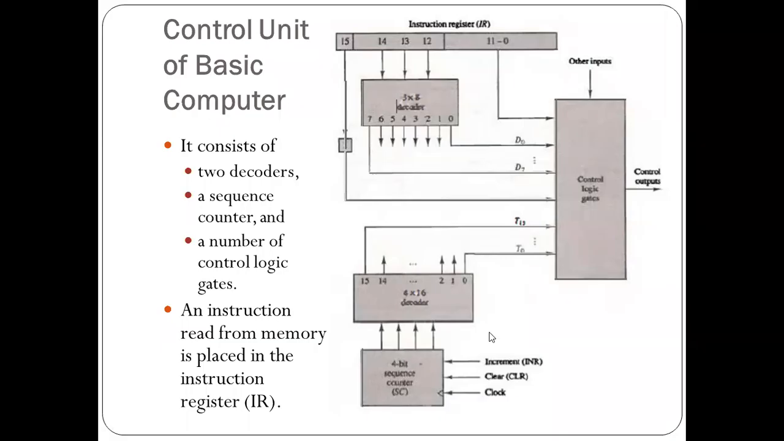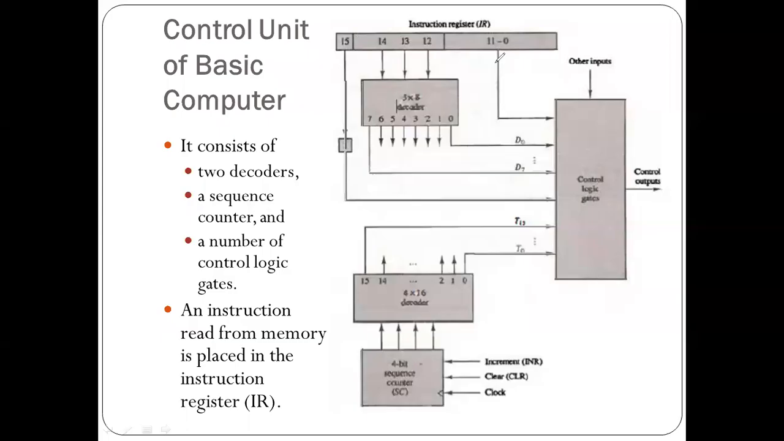And this control unit, if you observe in this figure, has a 3 to 8 decoder, one more decoder, a 4 to 16 decoder, and another, a 4-bit sequence counter, and then the control logic gates. A number of control logic gates are there. This implementation we are not viewing right now.